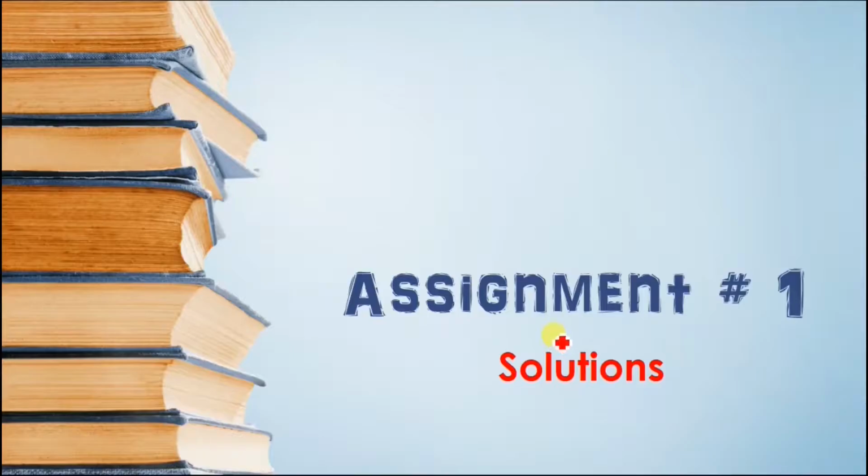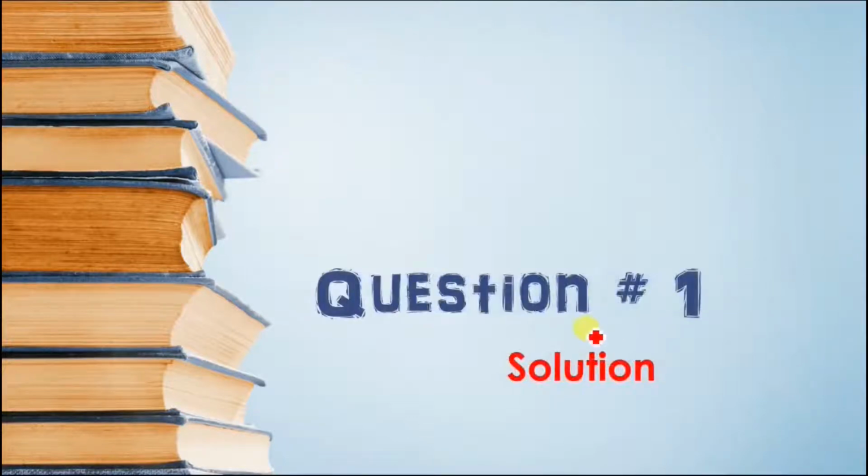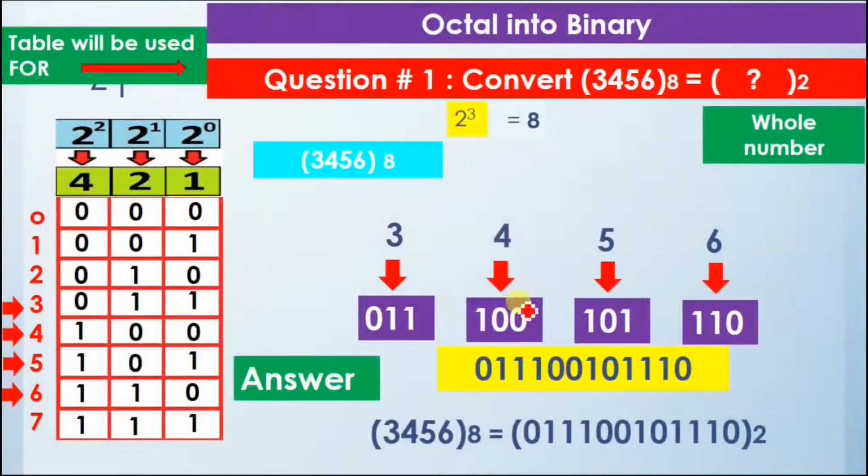Now we are going to look at the solutions of assignment number 1. First of all, we go to question number 1 and look at its solution. In this question, we have to convert an octal number into binary. In question number 1, we have to convert 3456 in octal into binary. Here is the number written: 3456.